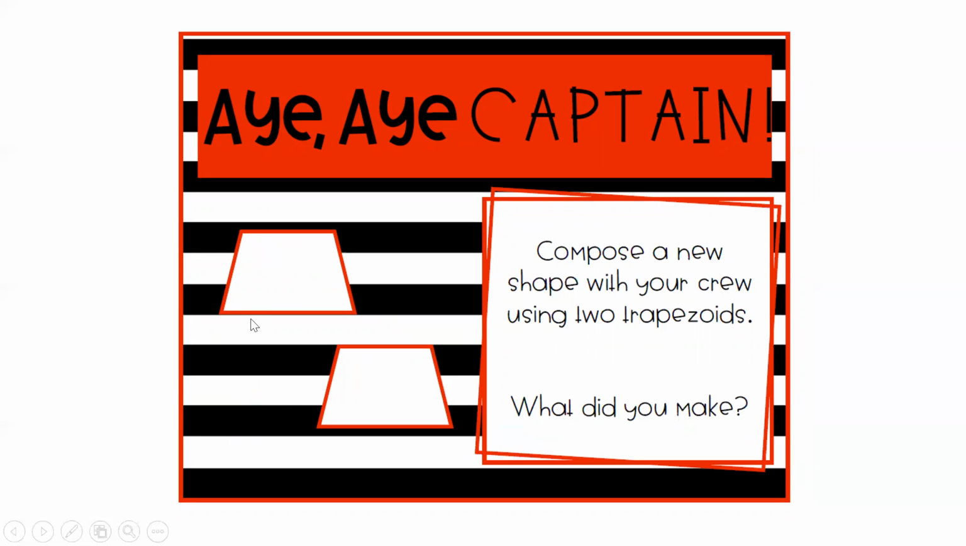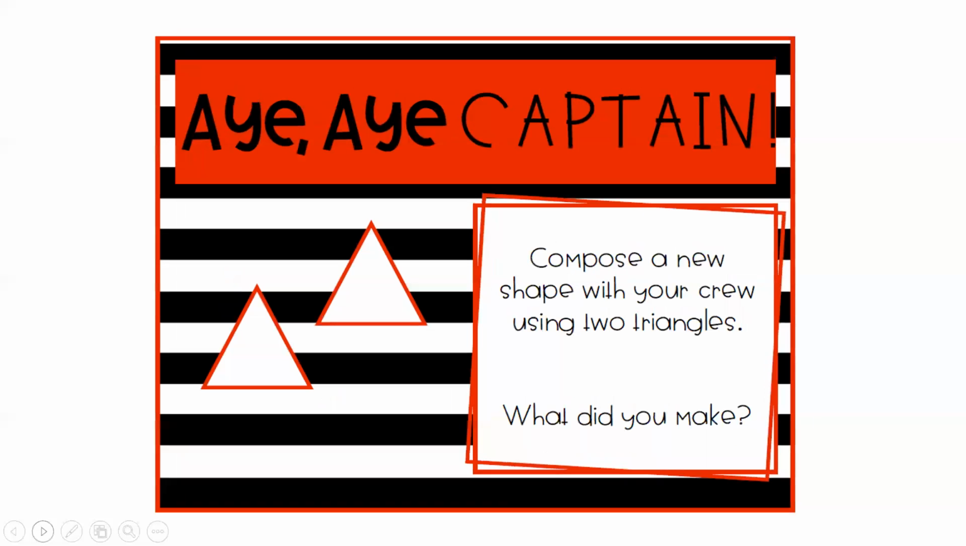So you'd have to put the long side of this trapezoid with the long side of this trapezoid to make your hexagon. Now, if you put two triangles together, what new shape do you make? How many of you said a rhombus?